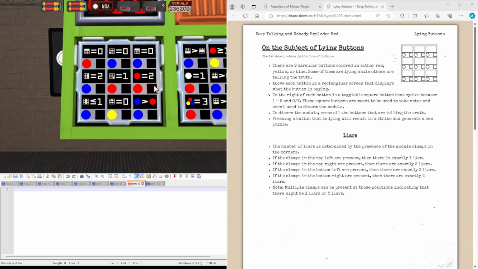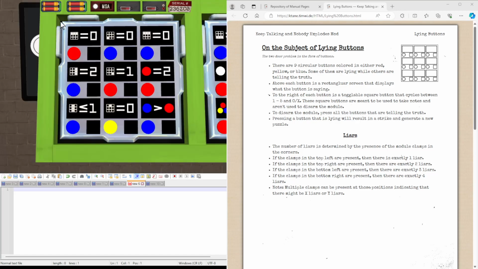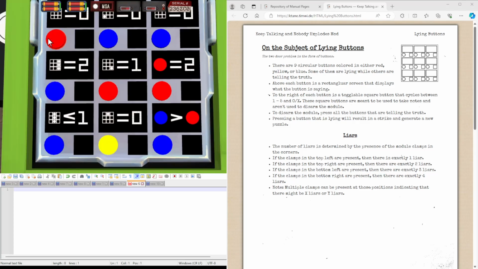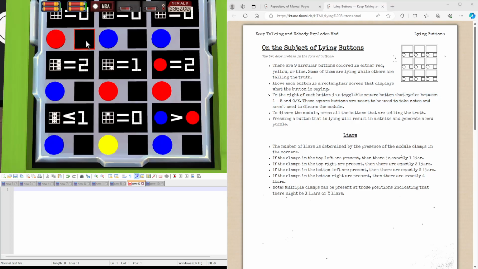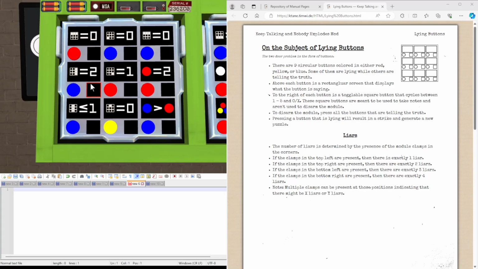The amount of liars is determined by the clamps on the side of the module, where top left means 1, top right means 2, bottom left means 3, and bottom right means 4, with multiple ones meaning it can be one of the two, but not the ones that aren't there, basically. The boxes on the side of these buttons are just used for note-taking, like it's stated here. And you can fill them in with 1, 2, 3, 4, 5, O and X, and empty.